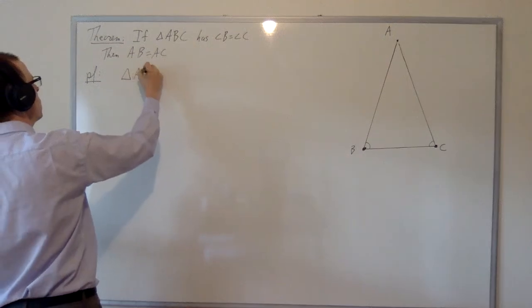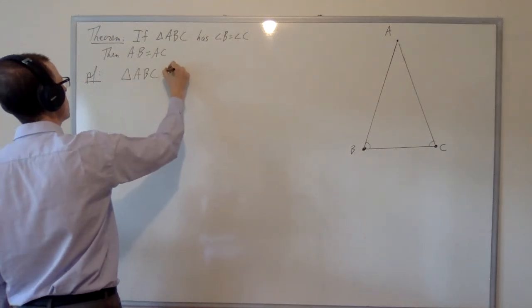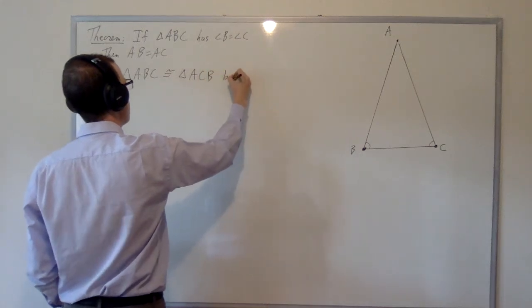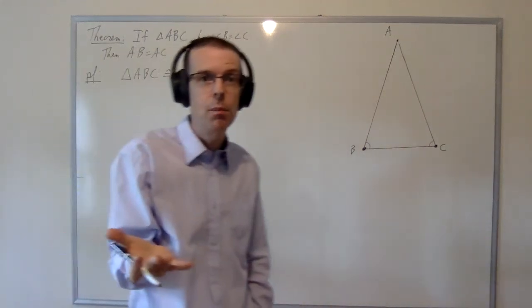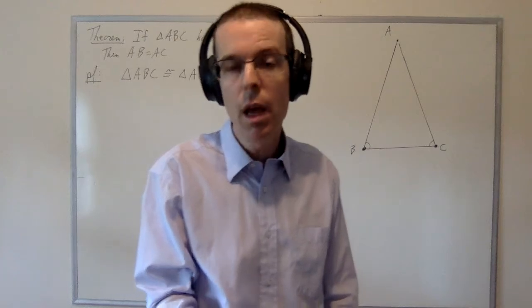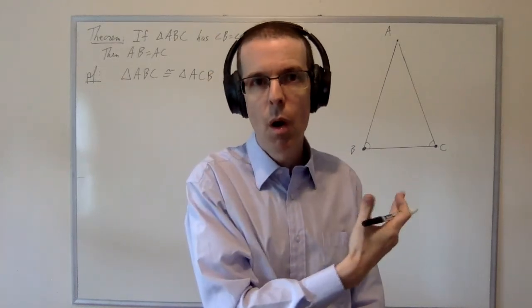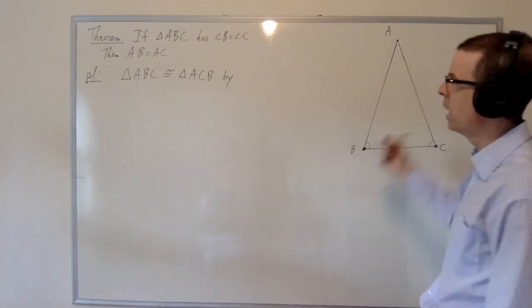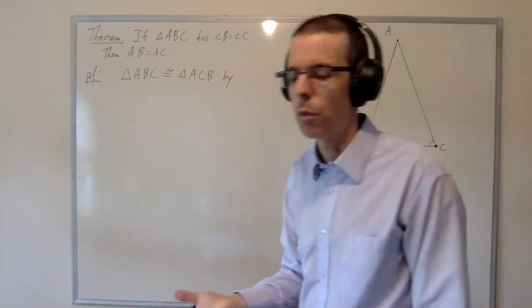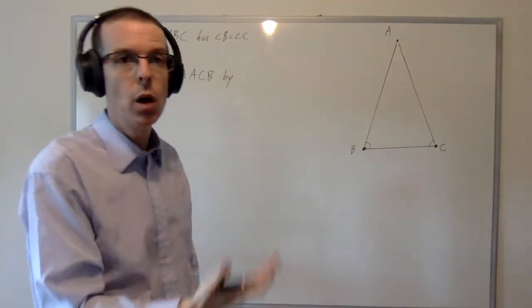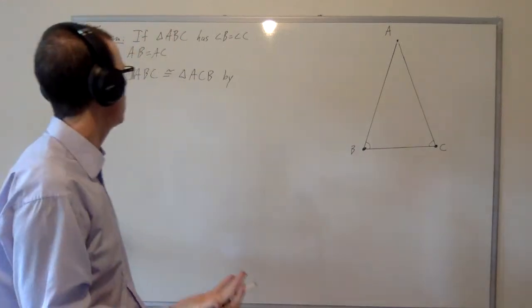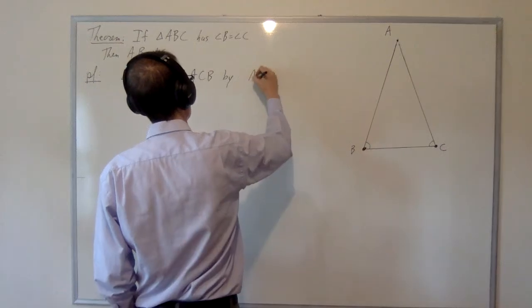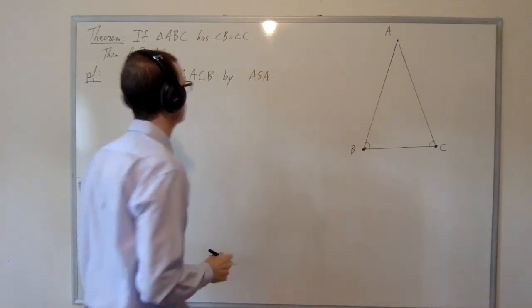So triangle ABC is congruent to triangle ACB, but now I can't say side, side, side, because the hypotheses of this theorem are about angles, and I really don't know that AB equals AC. It looks it in my diagram, but that doesn't count for anything. So I don't really know that the sides are equal. So do I even have justification here? Sure. What I have is angle, side, angle.